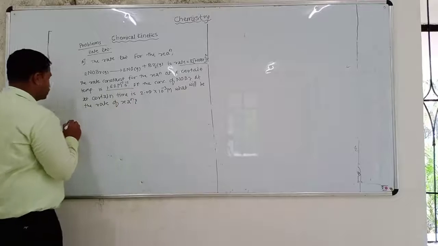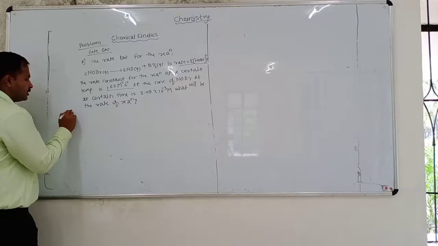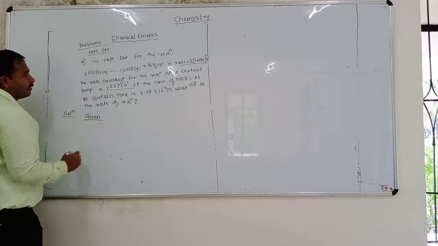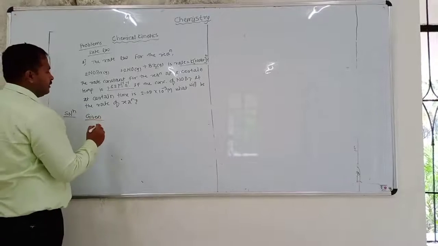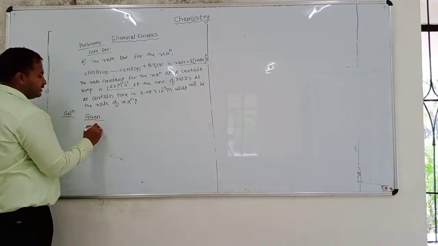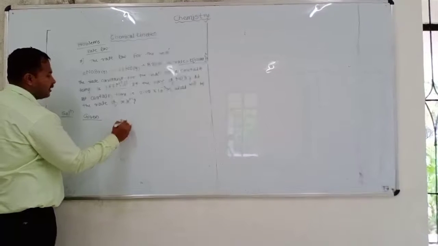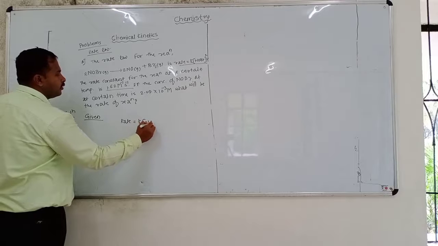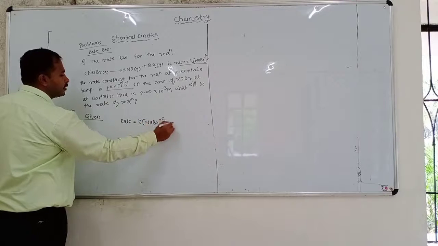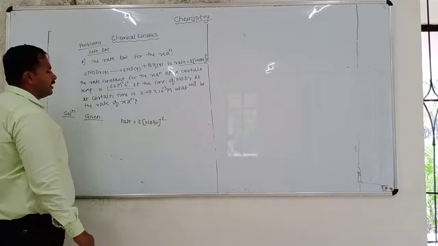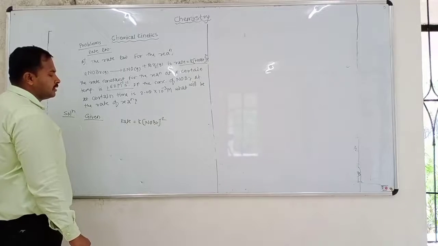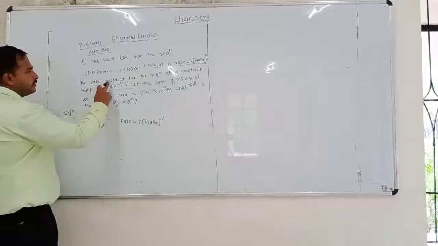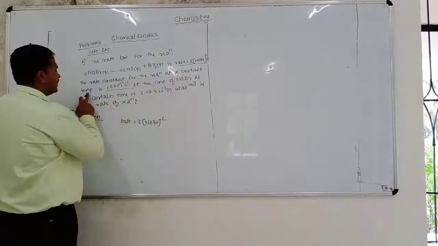Now the solution of this problem. Given rate is equal to K into [NOBr] raised to square. The rate of reaction depends on the concentration of two molecules of NOBr. The rate constant for the reaction at a certain temperature is given.